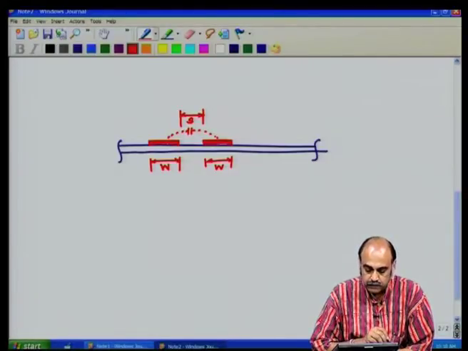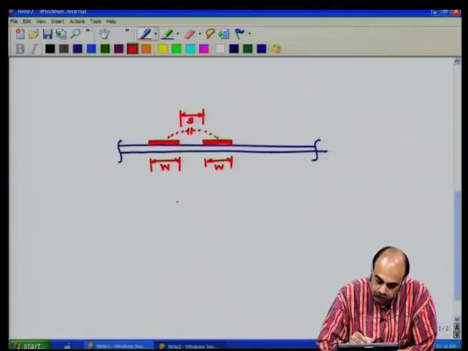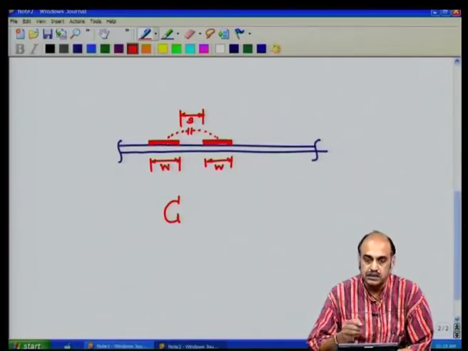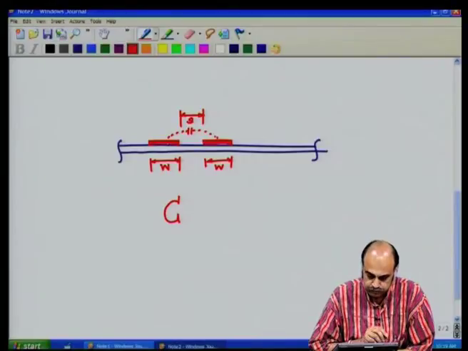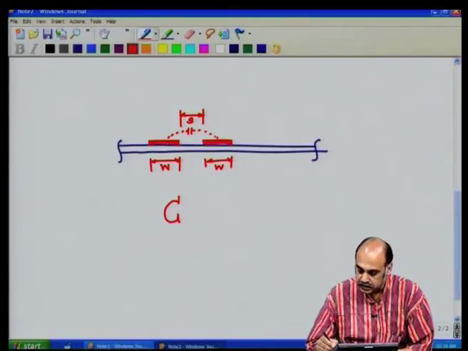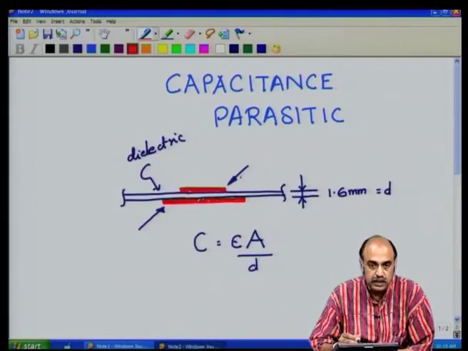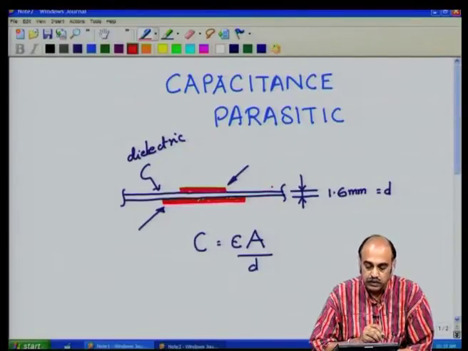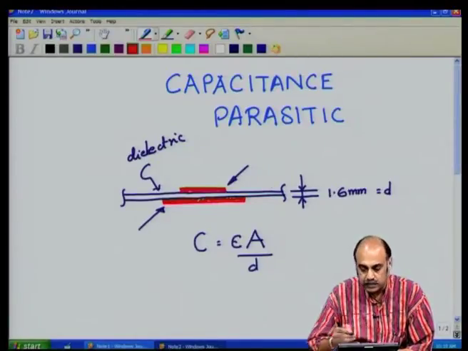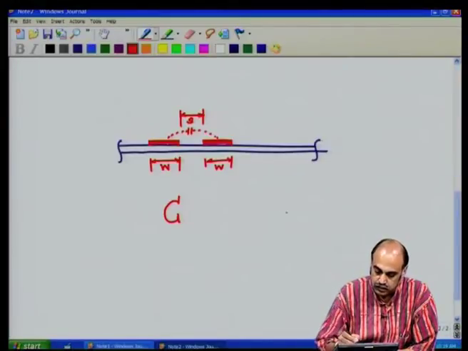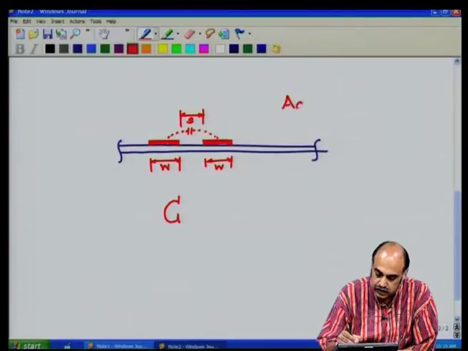Let us now see first how we go about estimating the capacitance, and then have a discussion on the effects of capacitance in the circuits. First, let us consider the capacitance of two conductors on opposite sides of the board. Then we shall come to capacitance between adjacent tracks.